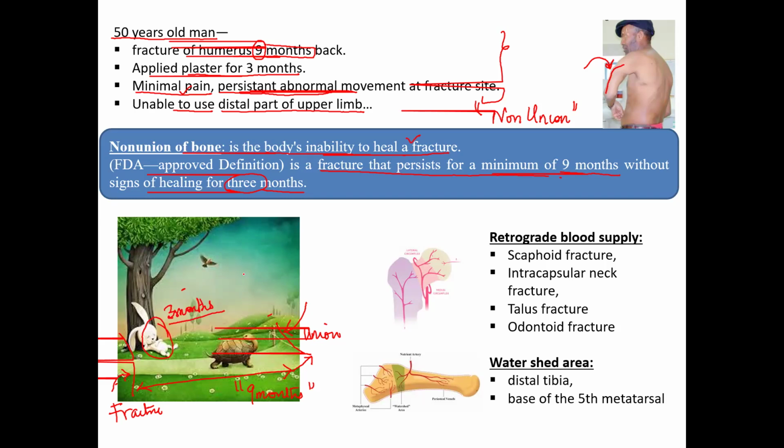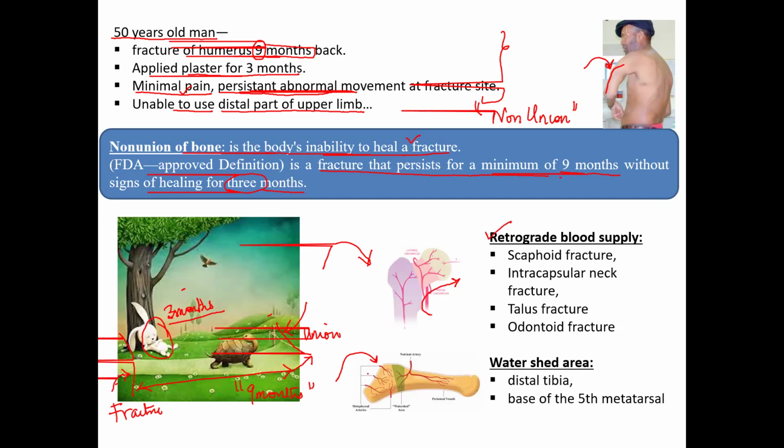So what are the causes of non-union? Basically, the most important thing is vascularity of the fractured bone. There are a few types of vascularity which are at risk. One is bones which have retrograde vascularity. Few bones have watershed areas. Retrograde vascularity means the vascularity is coming from distal and moving proximally.